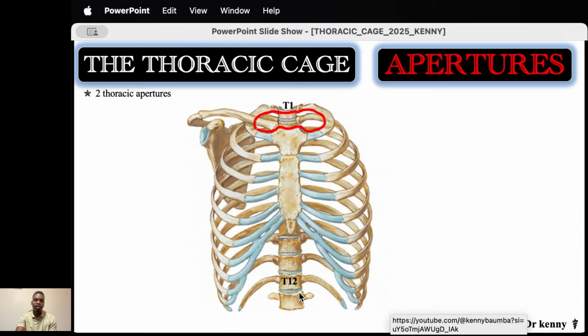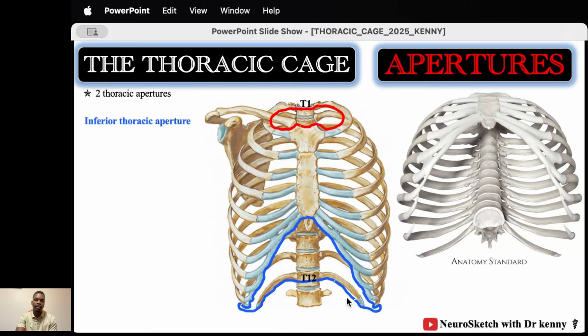But we also have the inferior thoracic aperture, which could literally mean the inferior-most boundary of the thoracic cage, because you'd like to imagine the thoracic cage spans from the superior thoracic aperture to the inferior thoracic aperture. As you can see, the outline of the inferior thoracic aperture is very irregular, but more spacious. It's wider than the superior thoracic aperture.